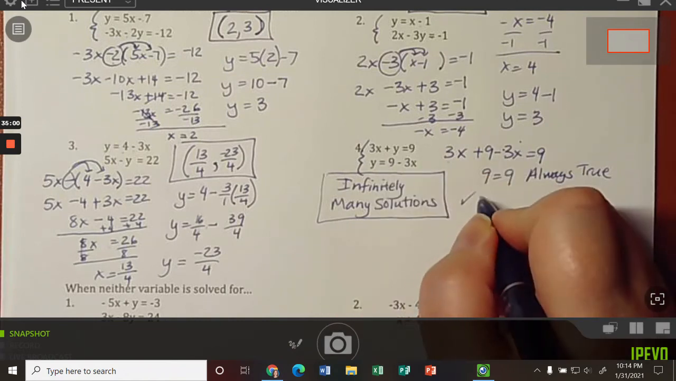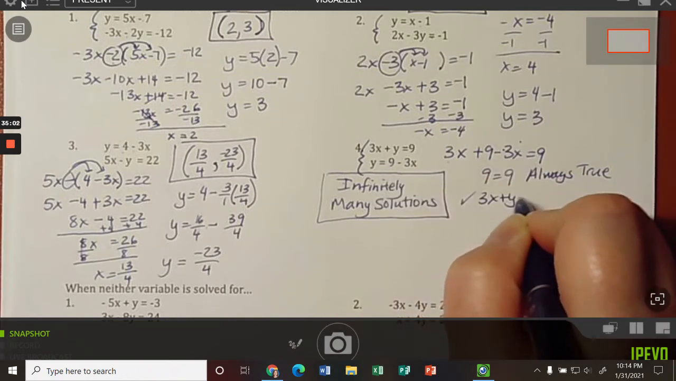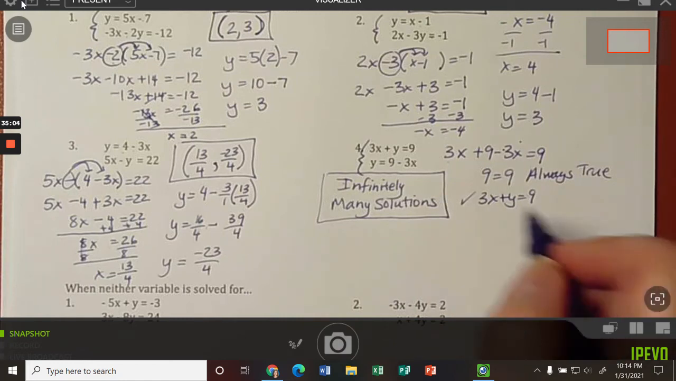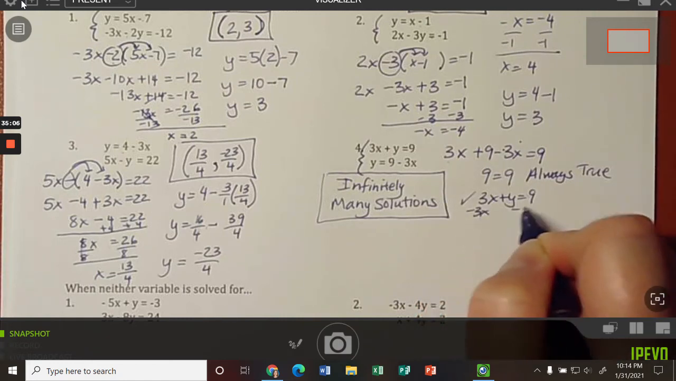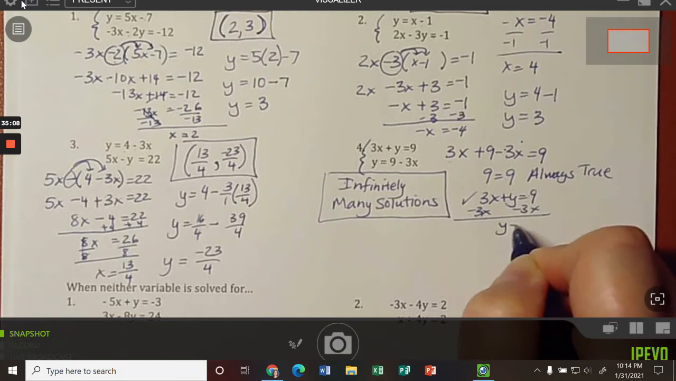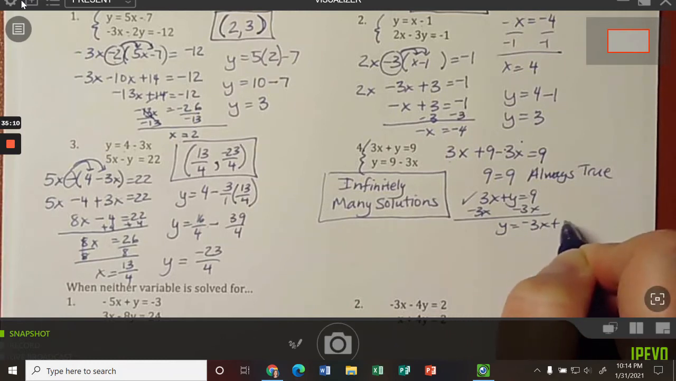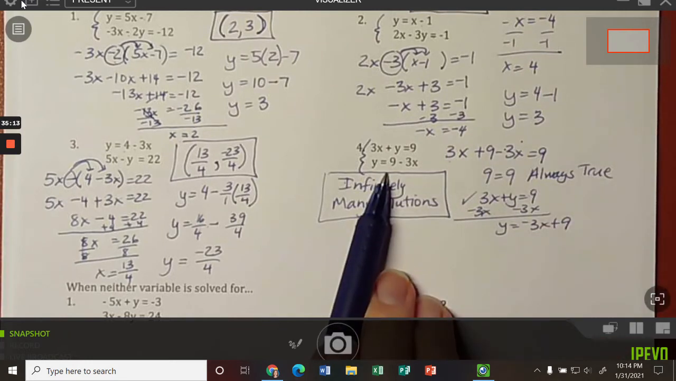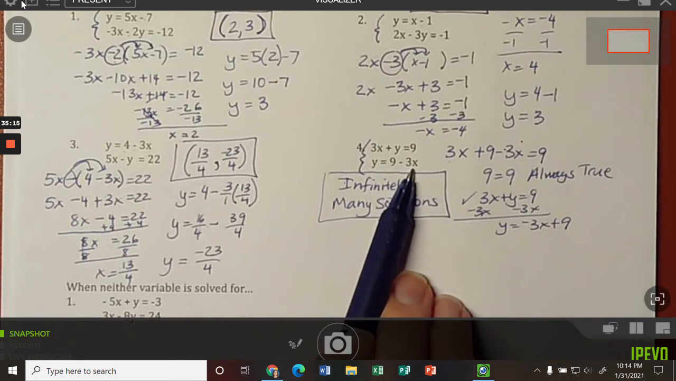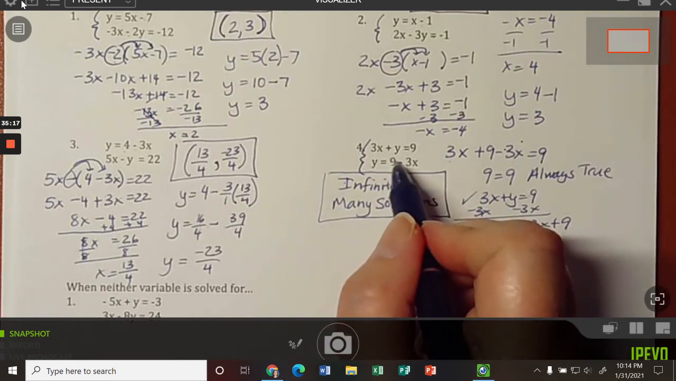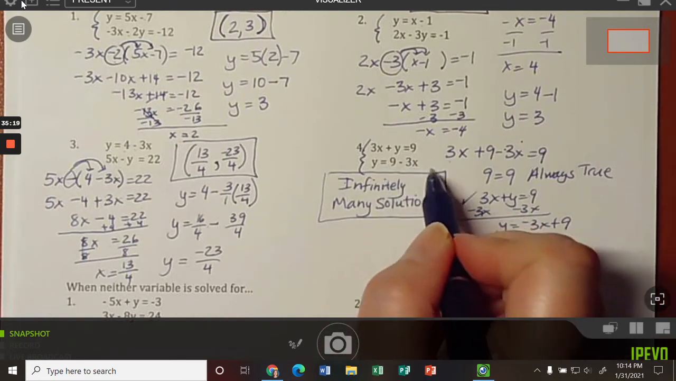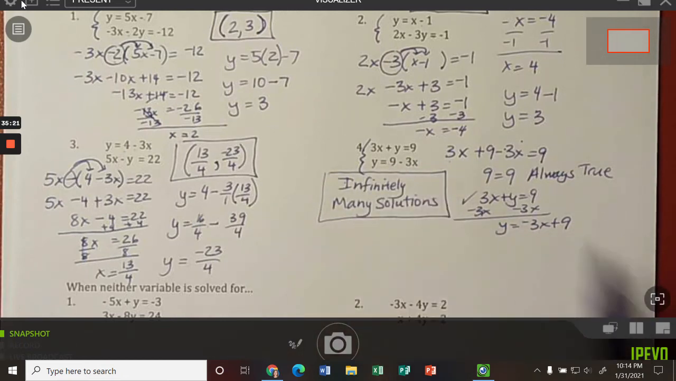So that top equation was 3x plus y equals 9. I'm just going to subtract 3x from each side, and I get y equals negative 3x plus 9. And then when you look at the second equation, it's y equals 9 minus 3x. So if you just rewrote that in slope-intercept form, put the 9 here, it would be y equals negative 3x plus 9. So they are exactly the same line. So when you graph them, they will intersect everywhere. So they will have infinitely many solutions.